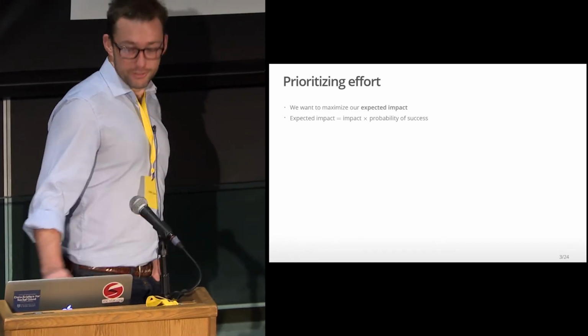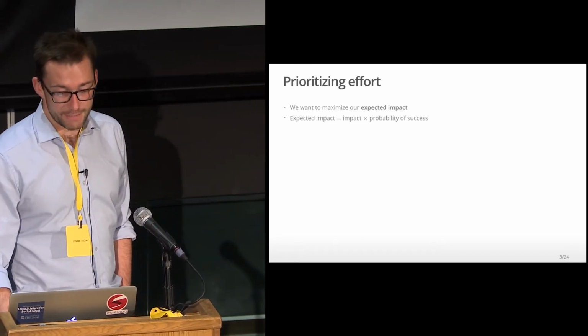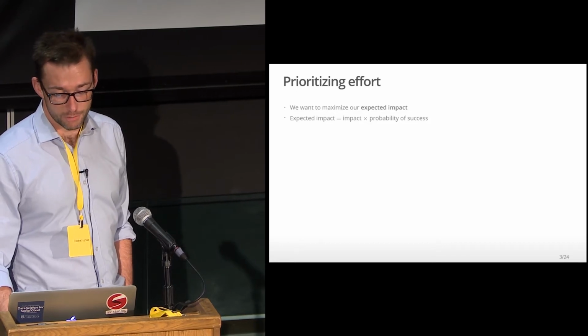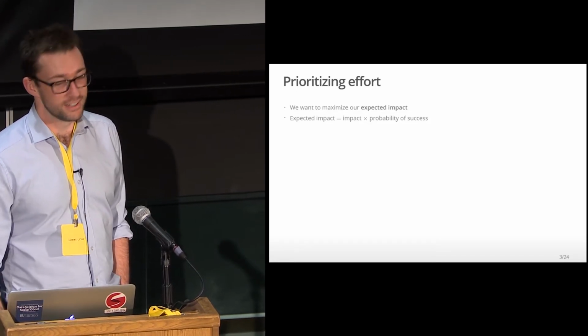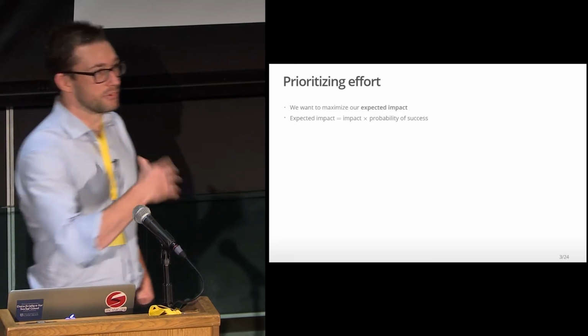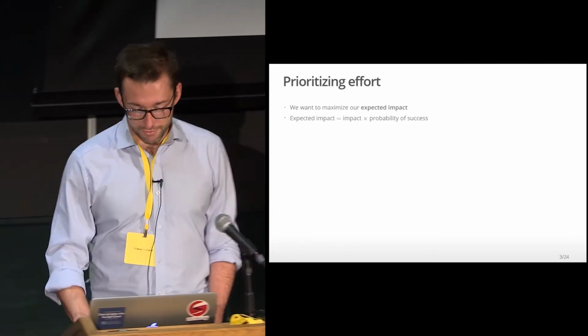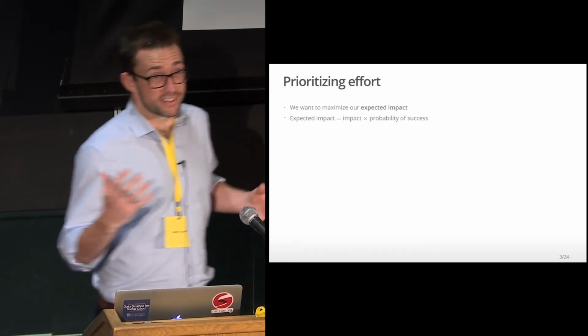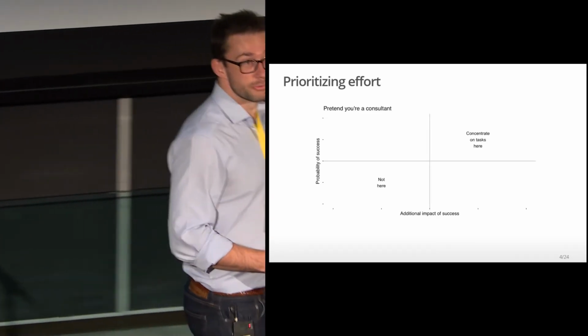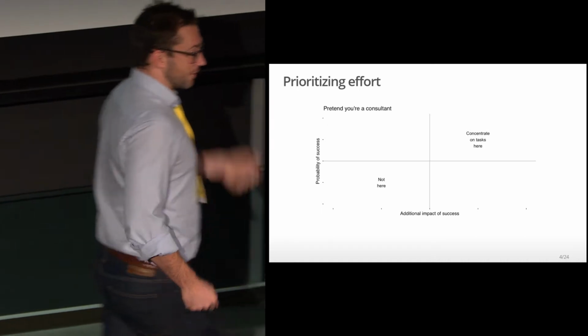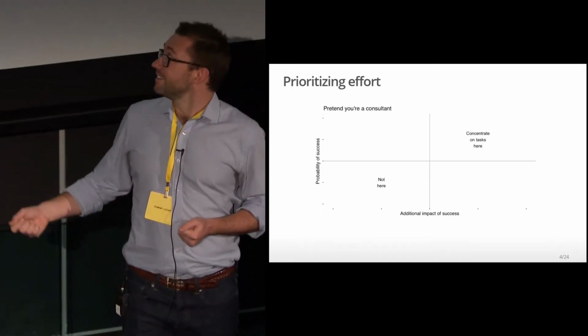What is expected impact? Well, it's impact multiplied through by probability of success. And impact, you're going to come up with some idea of how to quantify that. And probability of success, you need to go and quantify that. But it is a product. This is an expected value. So we multiply some function by its probability density.